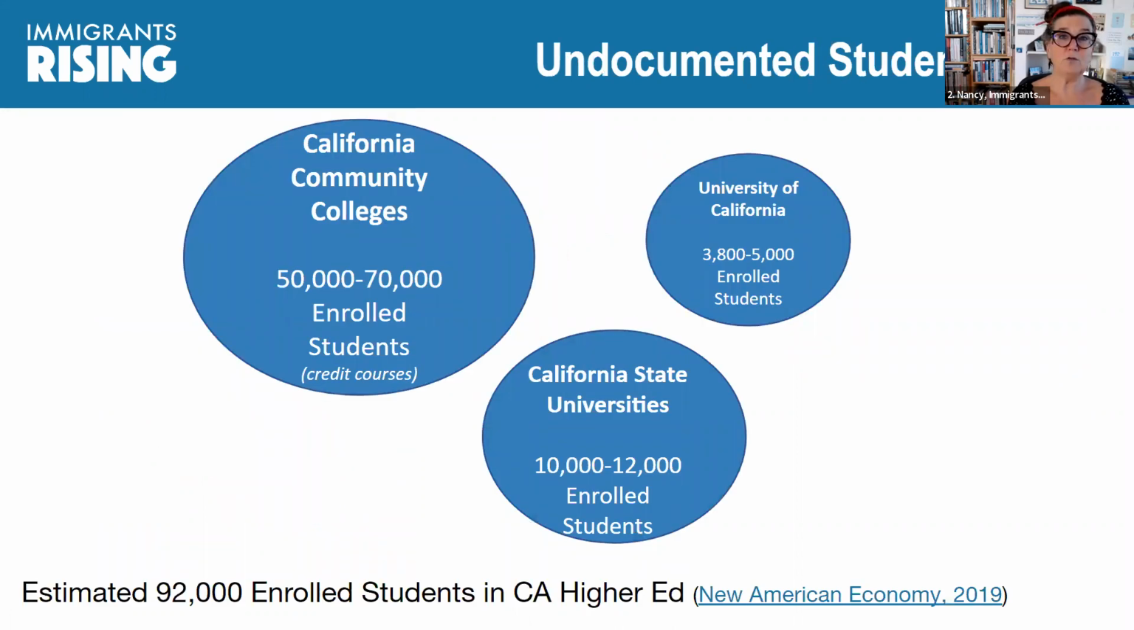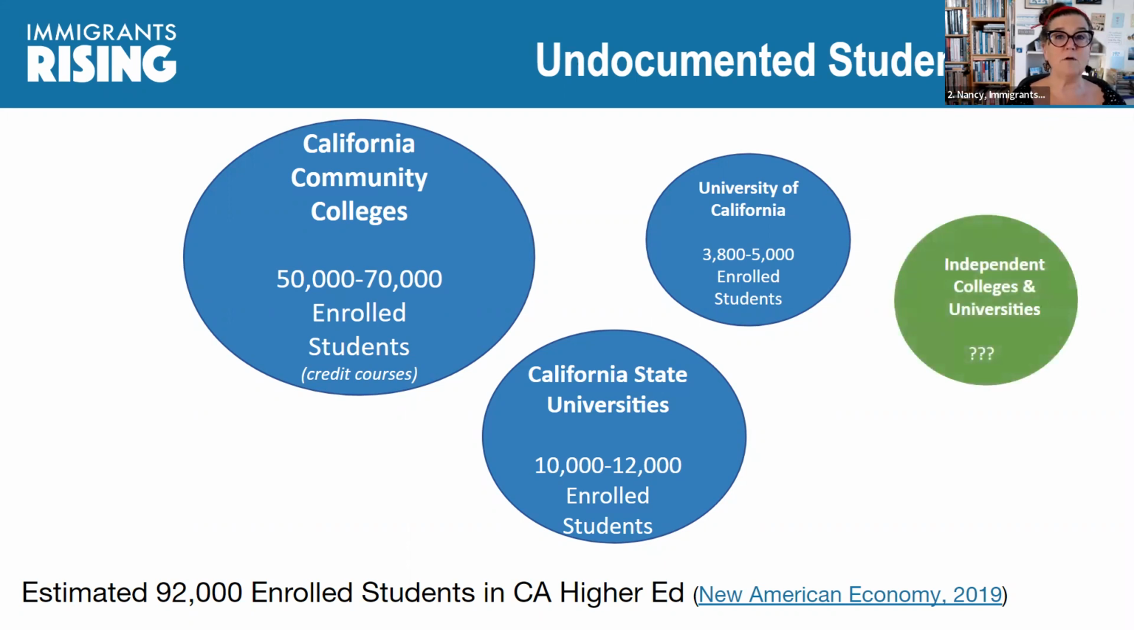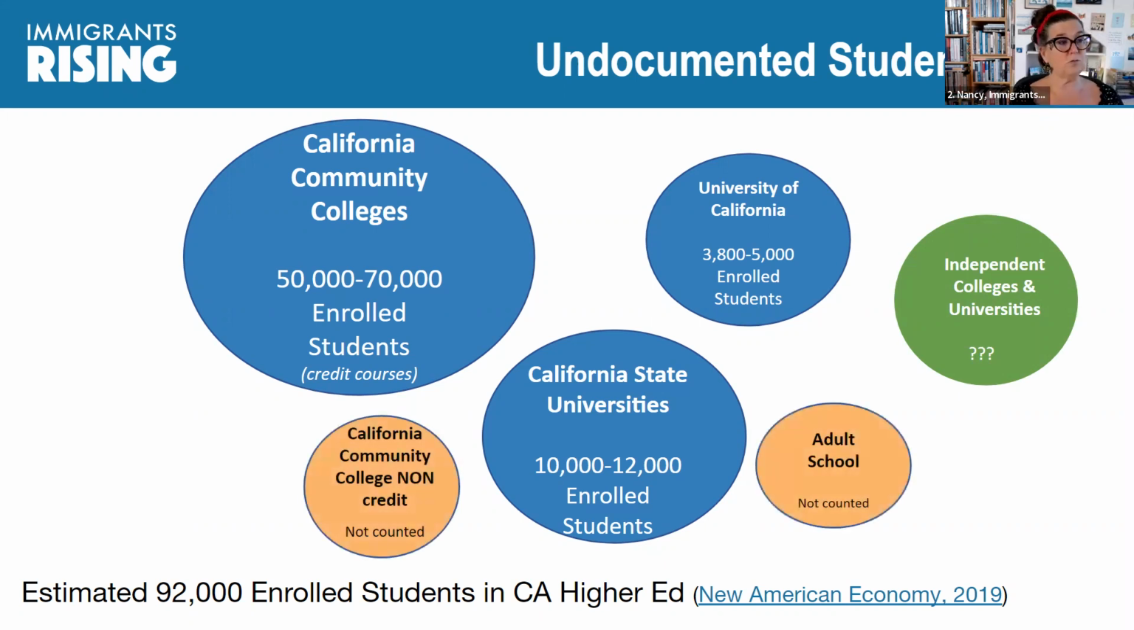And then in terms of where students are, of those 92,000, the majority you can see are in California community colleges, about 10 to 12,000 in the CSUs, and only about 3,000 to 5,000 in the UCs, which actually have the largest amount of financial support and institutional support for undocumented students. We're not really sure where the numbers are for all of the independent colleges and universities. And this isn't counting community college non-credit courses or adult schools, which is also another big pathway, especially into the community colleges, for undocumented students to be able to enter into higher education.